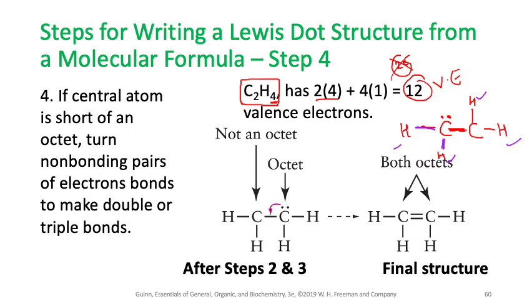Let's talk about the first carbon with a lone pair on the top. It has 1 2 3 single bonds, 6 electrons, and then 2 on the top, 8. So this carbon is good. What about the second carbon? 1 2 3 single bonds, 6 electrons, but this carbon is not happy. It doesn't have 8 electrons surrounding it. So this structure is not right.